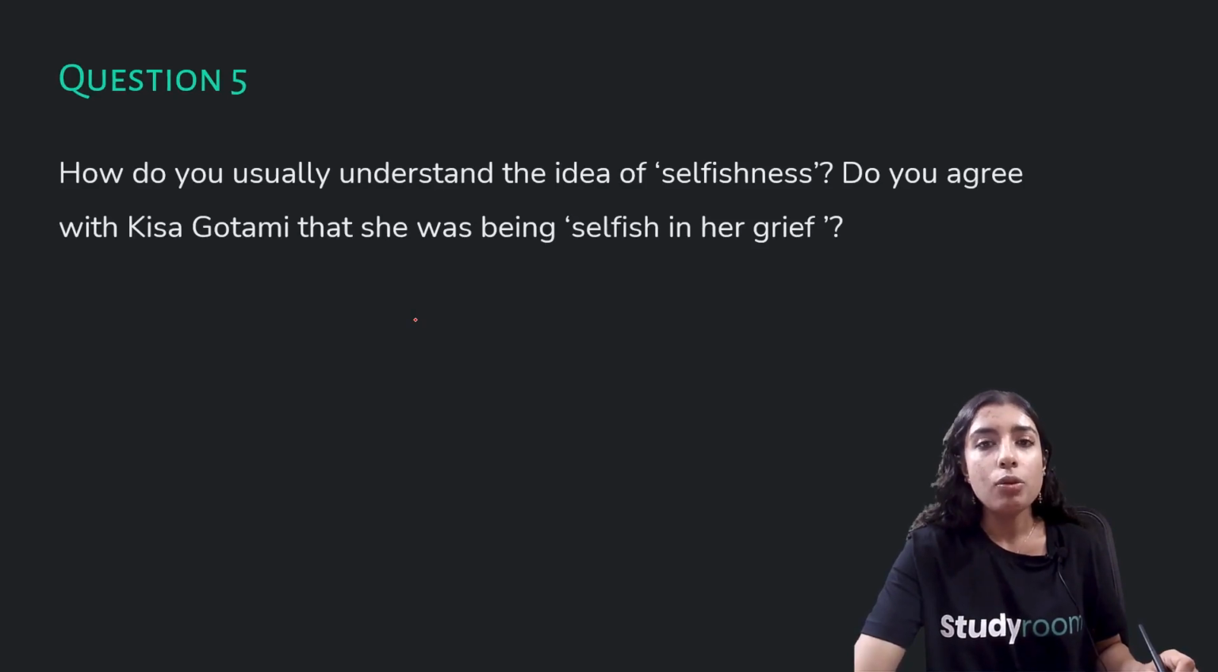Question number 5. How do you usually understand the idea of selfishness? Do you agree with Kisa Gautami that she was being selfish in her grief? Well, a selfish person is one who only thinks about themselves. And to some extent, Kisa Gautami was being selfish because we are humans and it is extremely natural for us to find death hard. We do not easily accept the death of our loved ones. The same happened with Kisa Gautami, as it was her only child, her son, who died. She did not want him to die, and because of that, she even went to Buddha to ask for help in the form of medicine.